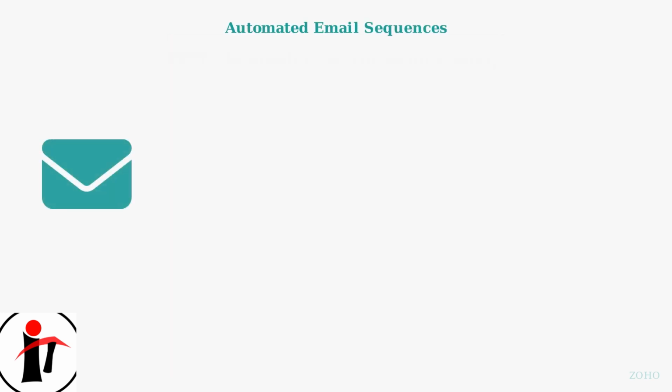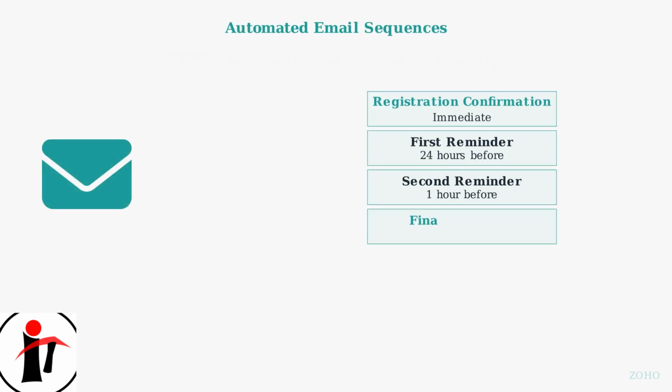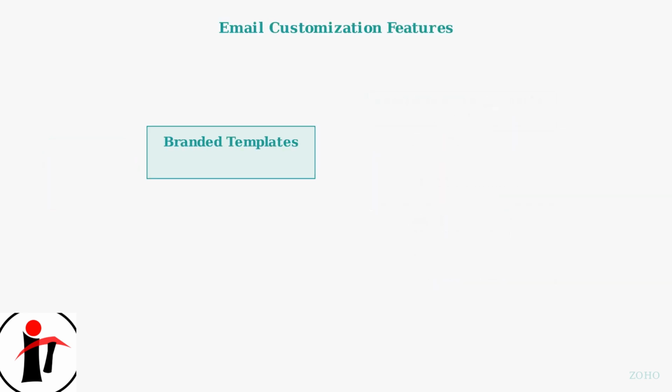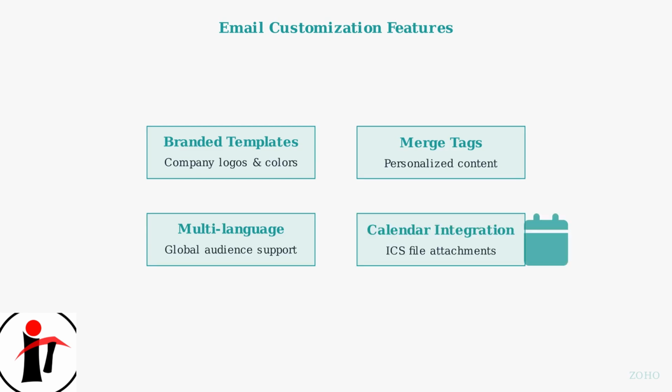Zoho Webinar automatically sends a complete email sequence to keep your attendees engaged. The system sends confirmation emails immediately upon registration, followed by strategic reminders at 24 hours, 1 hour, and 15 minutes before your webinar starts. Customize your email communications with branded templates featuring your company logo and colors.